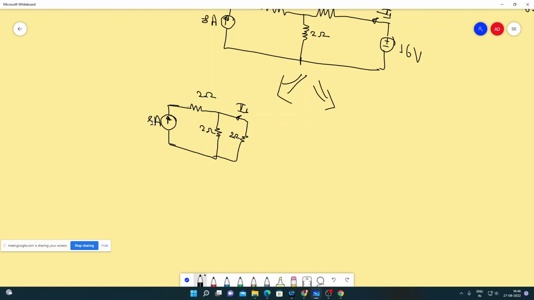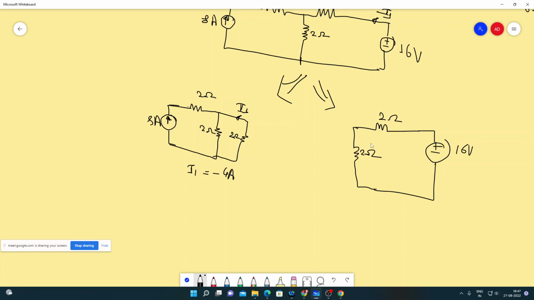So I1 will be, so it's 8 amperes. 8 ampere will flow through the parallel combination of 2, so each will carry. So here I1 will be minus 4 ampere. Since both of them have the same resistance, the current will be shared equally by the two resistances. Next we will consider the 16 volt, and we will open circuit the independent current source. So this resistance will stay open and hence it won't matter to the computation. So here this is I1 again, and we have 2 ohms in series with 2 ohms. It's 4 ohms. So I1 is equal to 4 ampere.